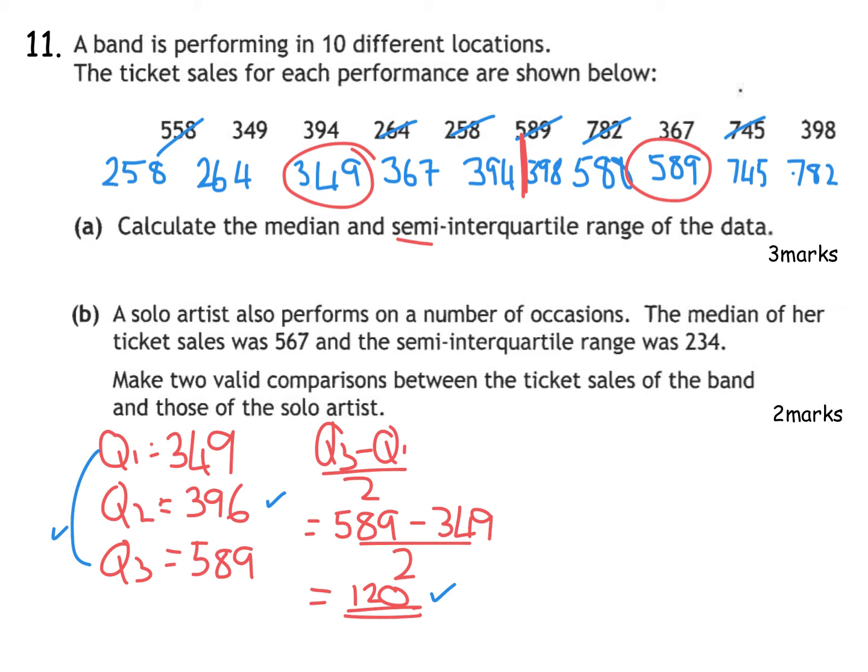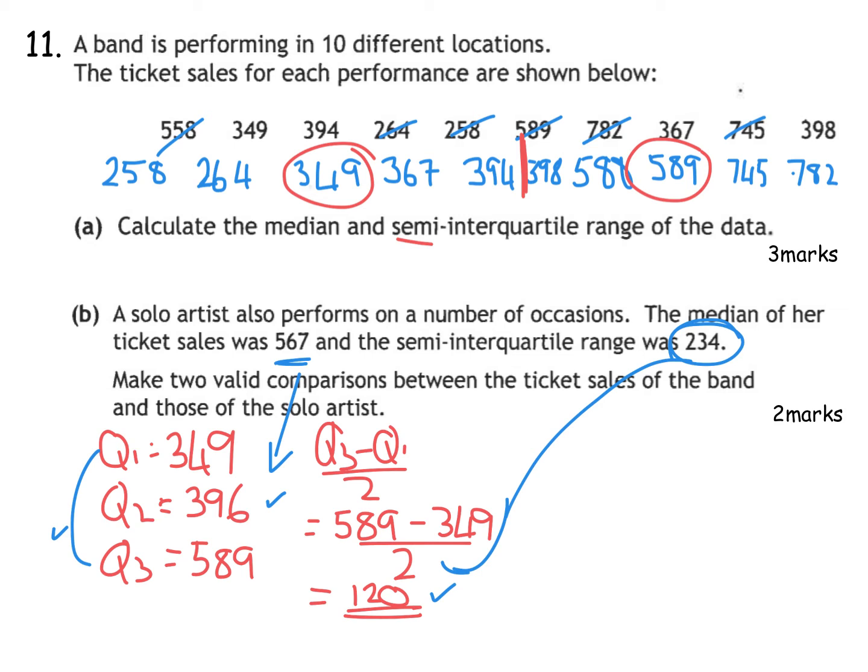So what we've got is the first lot of information. It was about a band performing in 10 different locations and their ticket sales. The second bit was about a solo artist. Now the solo artist had a median of 567, which was a lot higher than our median of 396. And they had a semi-interquartile range of 234, which was a lot higher than ours of 120. So we have to make 2 valid comparisons about the ticket sales of the band and the solo artist.